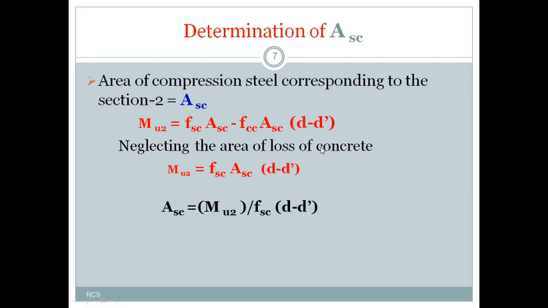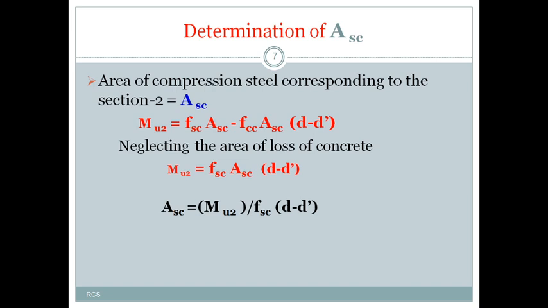Neglecting the loss of concrete area, which we can deduct because it is a small quantity compared to FSC, for simplicity in calculation we will take Mu2 equal to FSC ASC into D minus D dash. So from that, the area of compression steel is ASC equal to Mu2, that is the moment of resistance in section 2, by FSC, the stress in compression steel, into D minus D dash. D is the effective depth of the beam section, D dash is the effective cover in compression zone. So now with this our calculation of Ast and Asc is over.